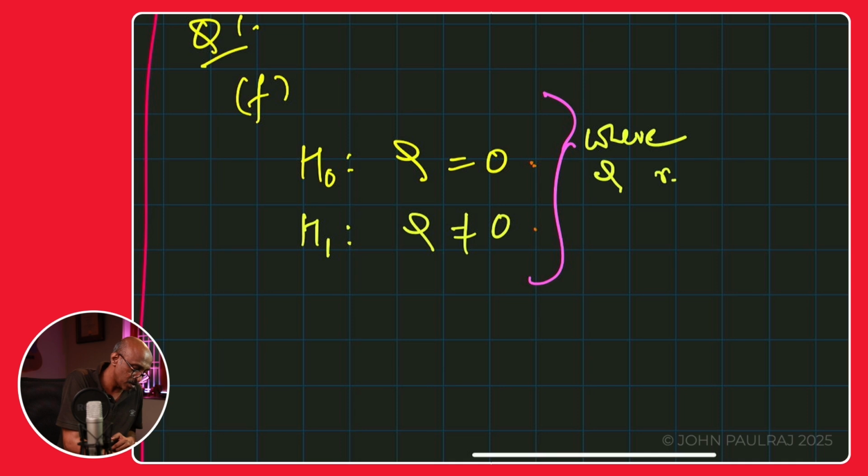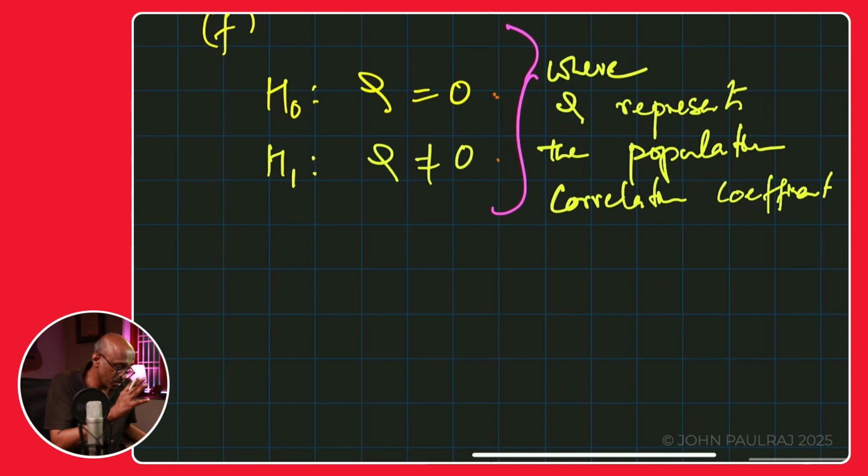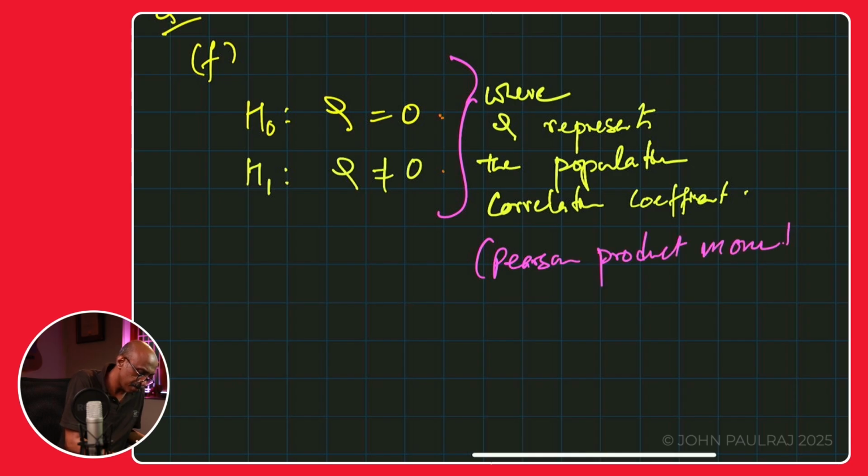rho represents the population correlation coefficient. Okay, if you want, you can write it more specifically as Pearson product moment. I think that they mentioned that there. But you can just say, maybe just write it down, population correlation coefficient. If you want, you can add Pearson product moment correlation coefficient.